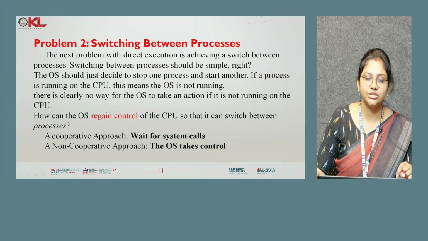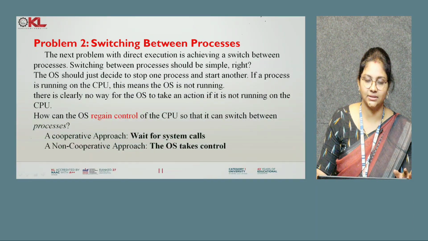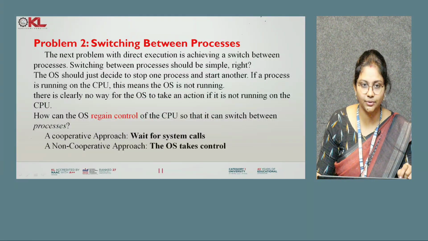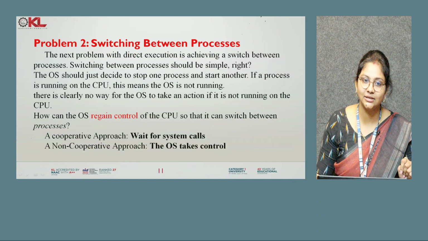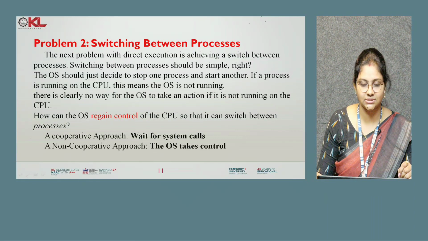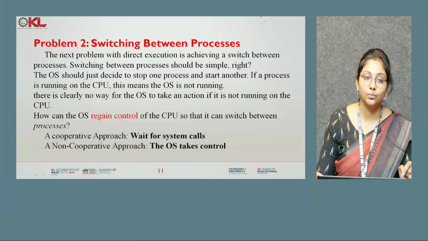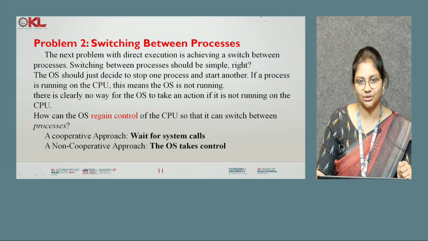Switching between processes should be simple, right? The OS just decides to stop one process and start another. But if a process is running on the CPU, this means the OS is not running, right? The OS is not in control, so there is clearly no way for the OS to take an action. So then how can the OS regain control of the CPU when direct execution is happening?